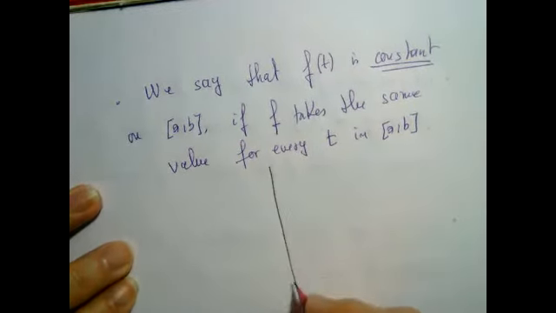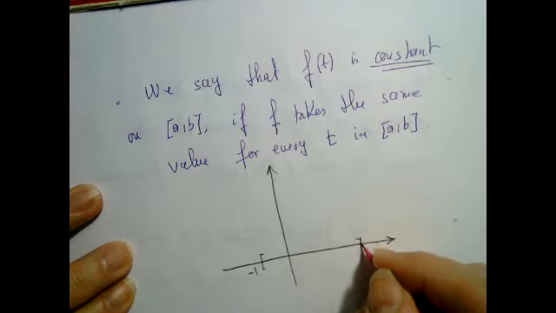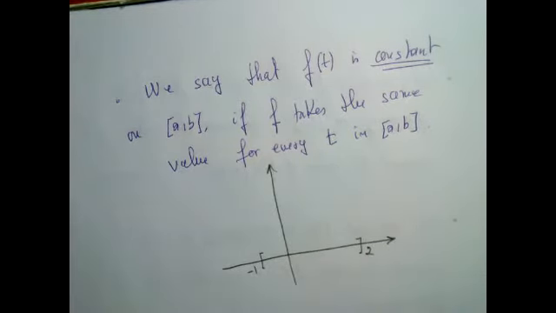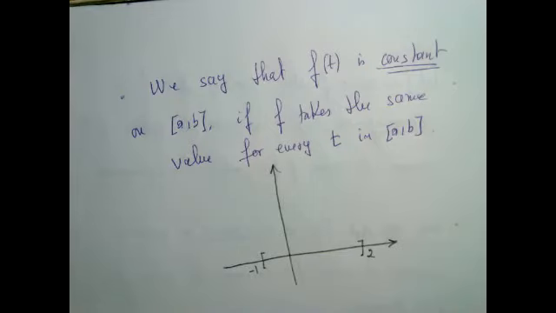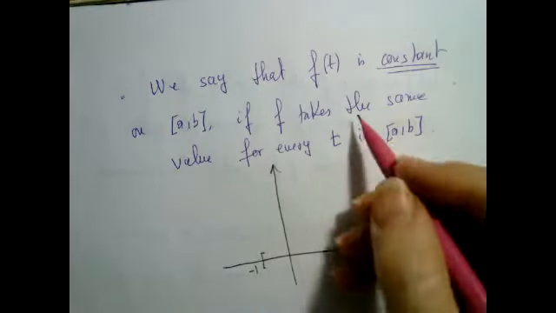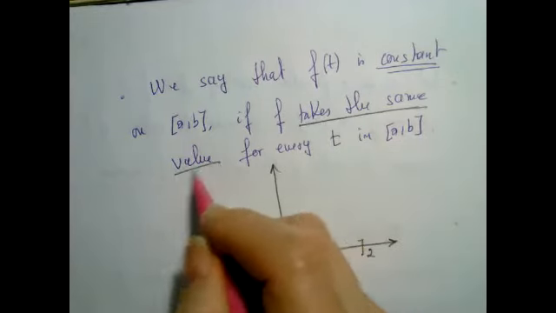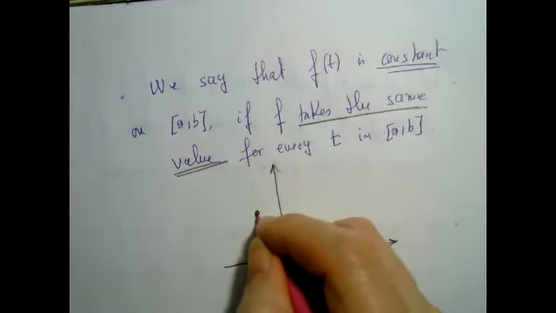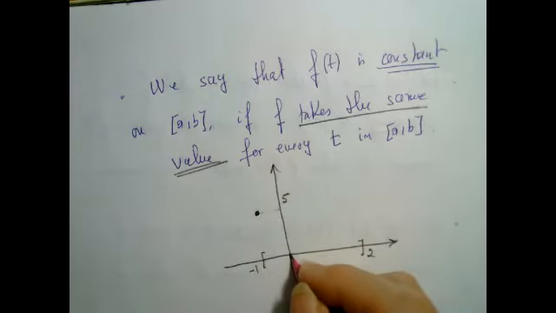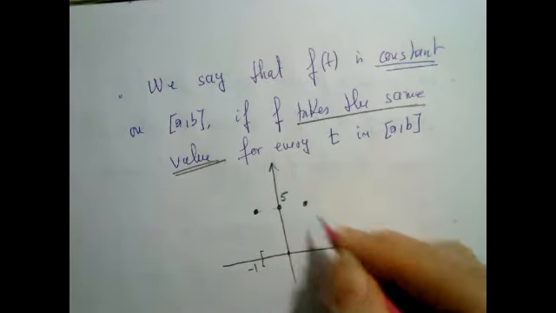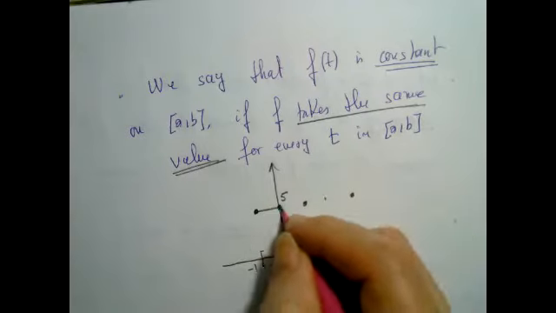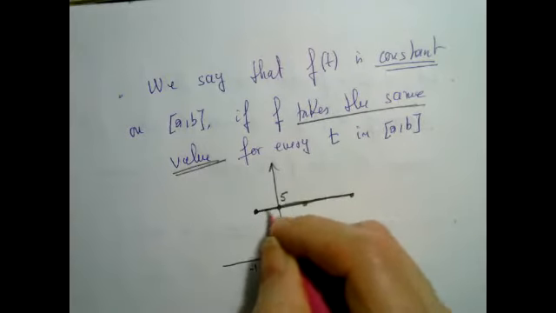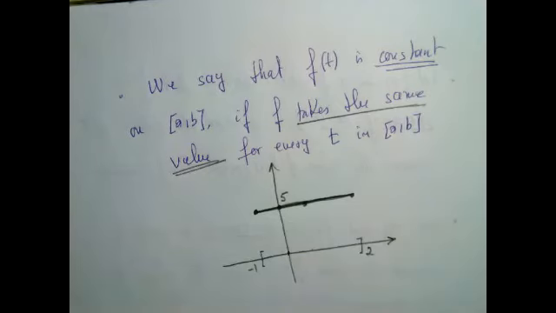So in this case, what would the graph look like? Suppose this is -1 and this is 2. If the function is constant, what does it mean? Think about it. It means the output is the same. Suppose at 1, the function took the value 5. At 0, it's going to take 5. That's constant. At 1, it's going to take 5. At 2, it's going to take 5. It means the graph is going to be an absolutely horizontal line. That's a constant function.